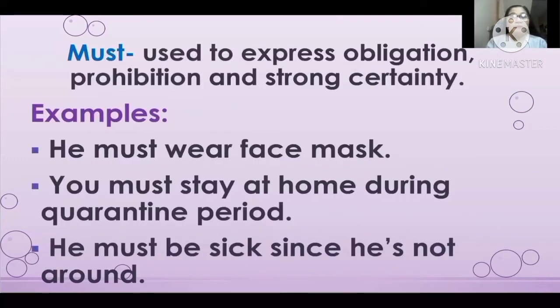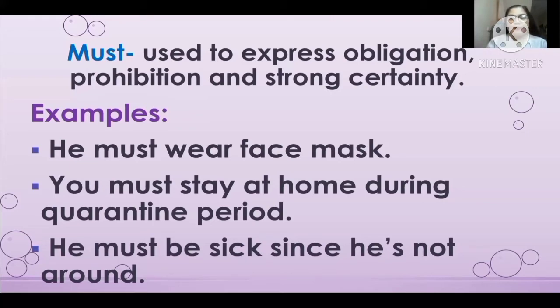Next is the use of must. Must is used to express obligation, prohibition, and strong certainty. When you say must, there is a need for you to do it. You should do it. And then prohibition. When you say prohibition, it is the things that you should avoid. And the third use is strong certainty, which means there is a large percentage that the action may happen.